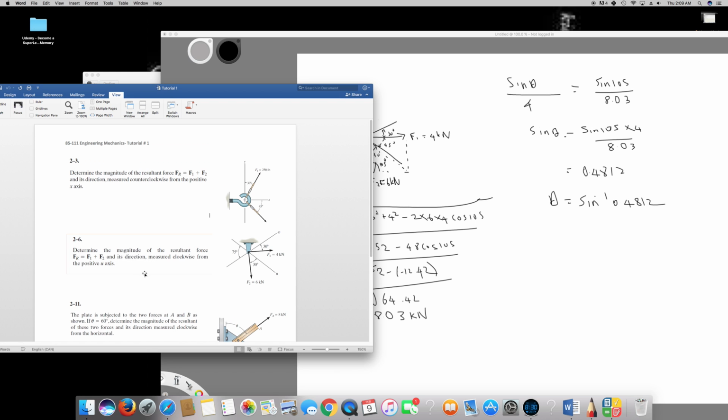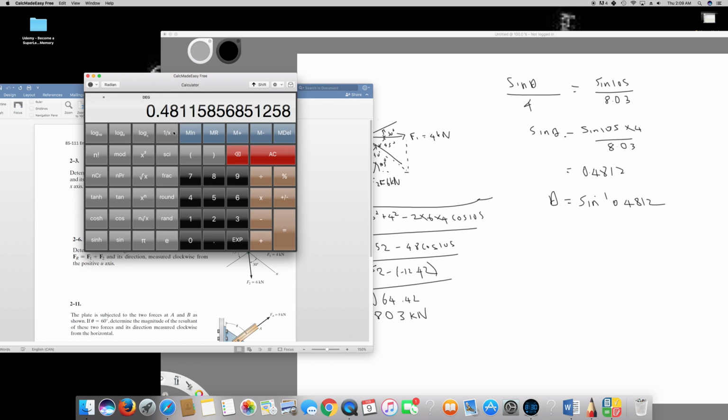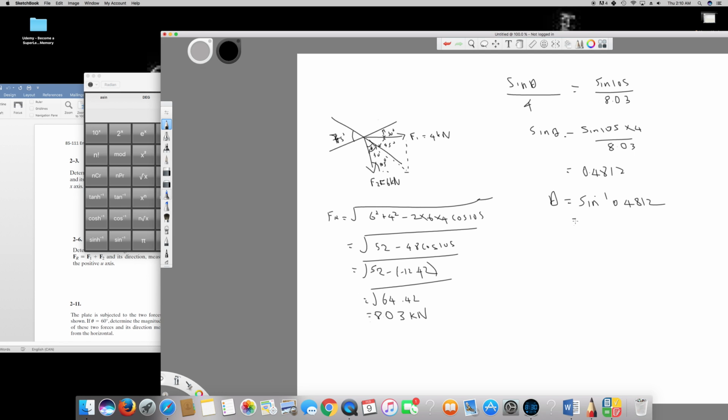So let's find out that one. Shift first, 0.4812 sine inverse. It's going to be 28.8 degrees. So we have to carefully read the question.